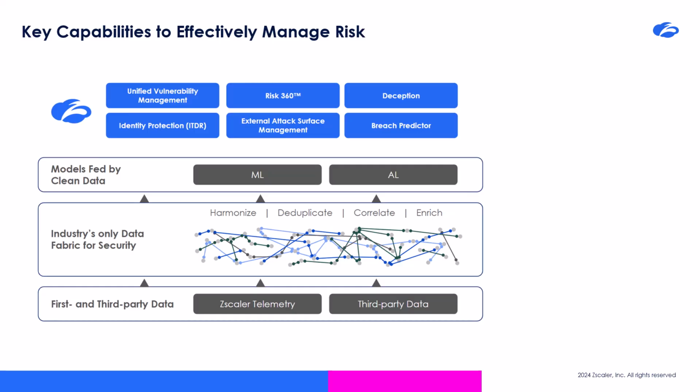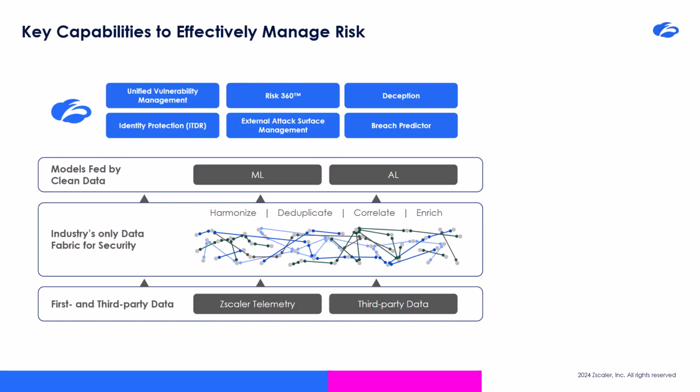On top of this aggregated, clean data, we apply machine learning and AI tailored to the needs of each product. While many vendors discuss their use of AI, the key is that AI is a garbage in, garbage out process. Zscaler's application of AI on this clean data set makes our AI outcomes much richer and more reliable.